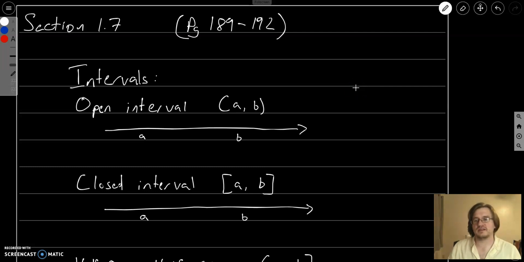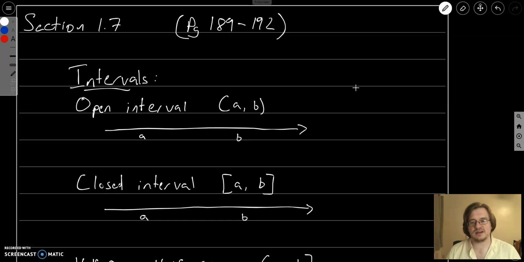Hello and welcome back. This video will start section 1.7, which is all about inequalities. In order to really discuss inequalities, it'll be helpful to have some notation, and we'll look at intervals. Intervals are essentially just a part of the real line, and we have a lot of different types of intervals, so we'll go through each one fairly carefully.